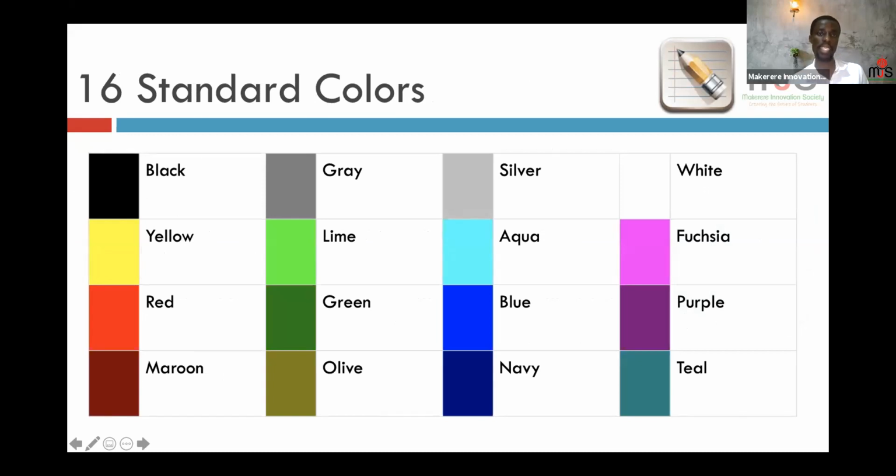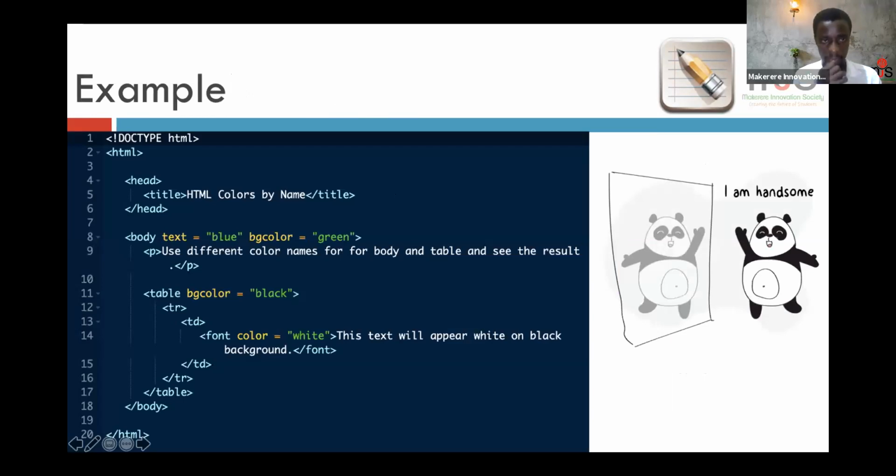So we have 16 standard colors, which are used by most programmers. This color is black, this one is gray, this one is silver, this one is white, this one is yellow, this one is lime, and so on. These are the different colors that you can use, and that is what you're going to try out tonight to modify your project. So let's try out this code.